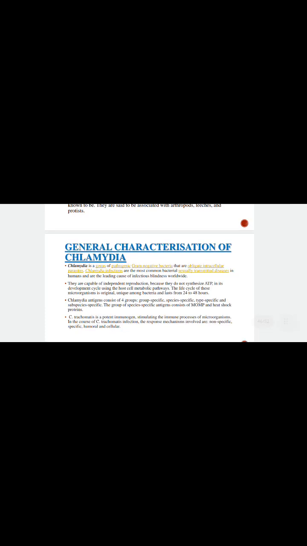Next, we go to general characteristics of chlamydia. Chlamydia is a genus of pathogenic gram-negative bacteria that are obligate intracellular parasites. Chlamydia infections are the most common bacterial sexually transmitted diseases in humans and are the leading cause of infectious blindness worldwide. They are incapable of independent reproduction because they do not synthesize ATP in their development cycle, using the host cell metabolic pathways. The life cycle of these microorganisms is unique among bacteria and lasts from 24 to 48 hours.